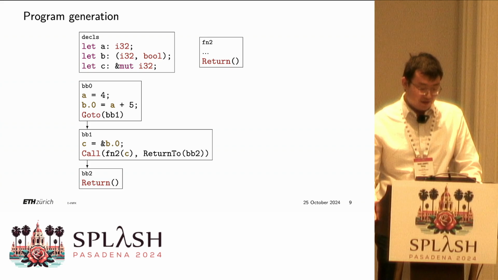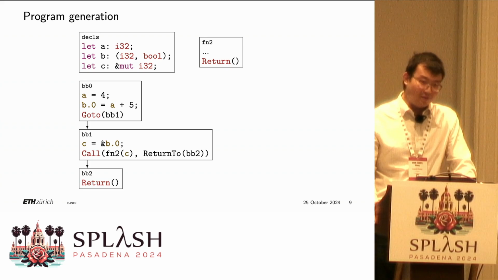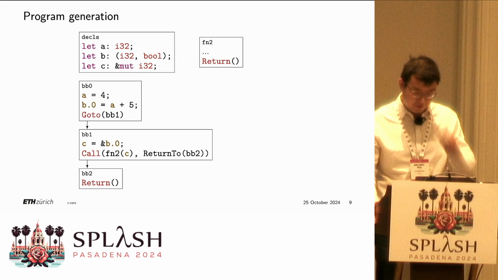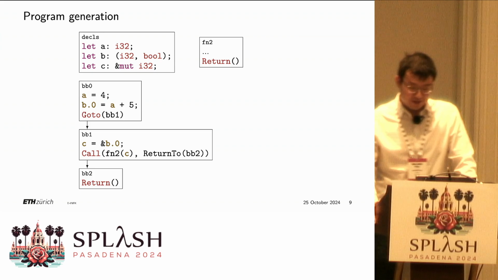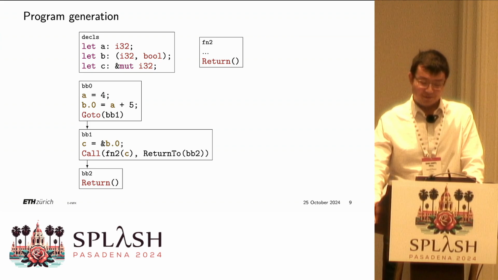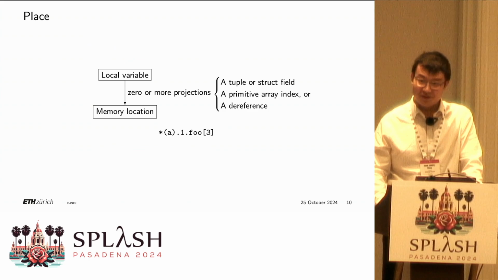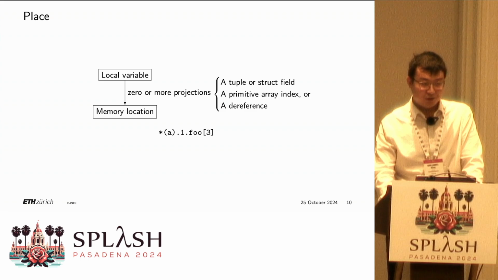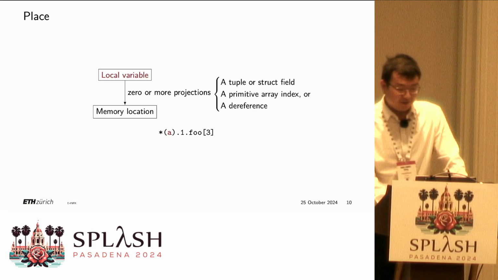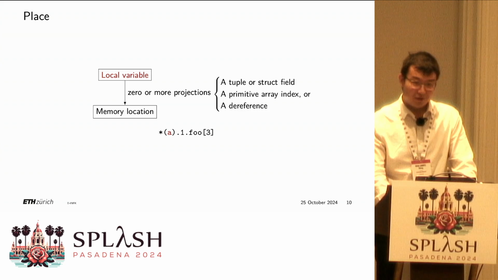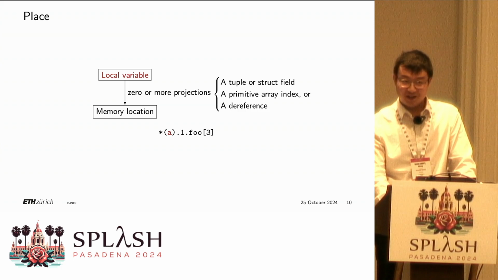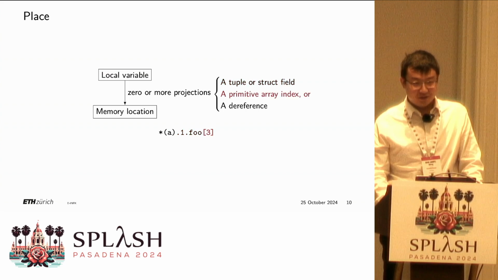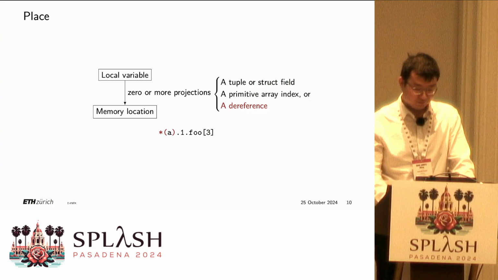In this example, you can see that there are variables or fields of variables on both the left and right-hand sides of the program, highlighted in bronze. These expressions are called place expressions. They represent memory locations. Place expressions always start with a local variable and are followed by any number of projections, which can be a tuple or a struct field, an array indexing, or a dereference.